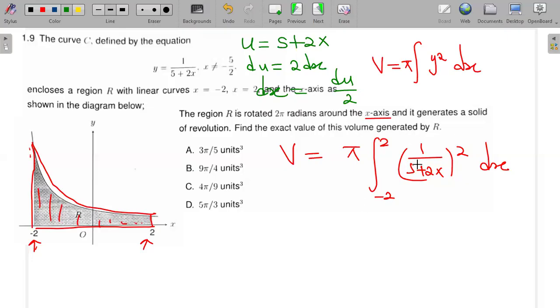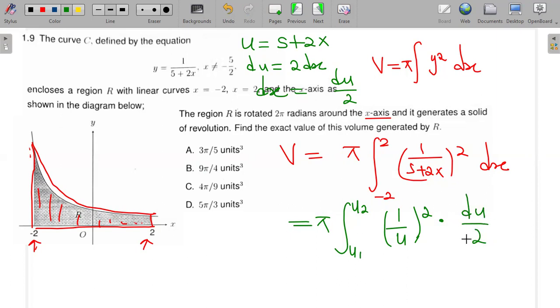Okay, so now if I change the variable of integration, it means these limits will change. So what I have is pi, and then the limits will be from u1 to u2, which are the new limits. And then here I just have 1 over u squared, but dx. So the dx is this du over 2. From here, the 1 over u is the same as u to the power minus 1. So I have pi, and then u1, u2, u to the power minus 1 multiplied by these 2. So it will be minus 2 multiplied by du over 2.